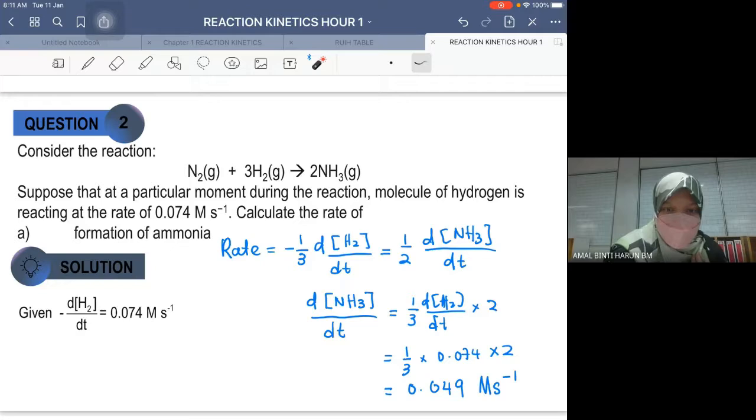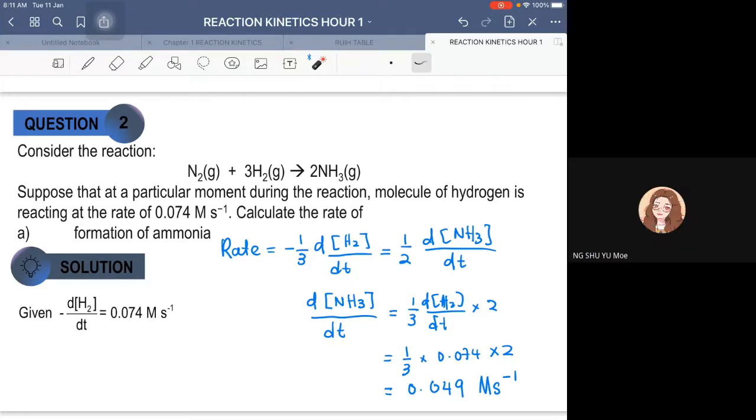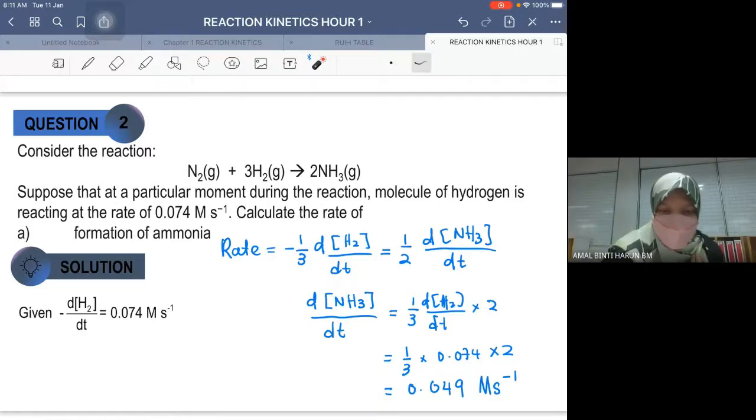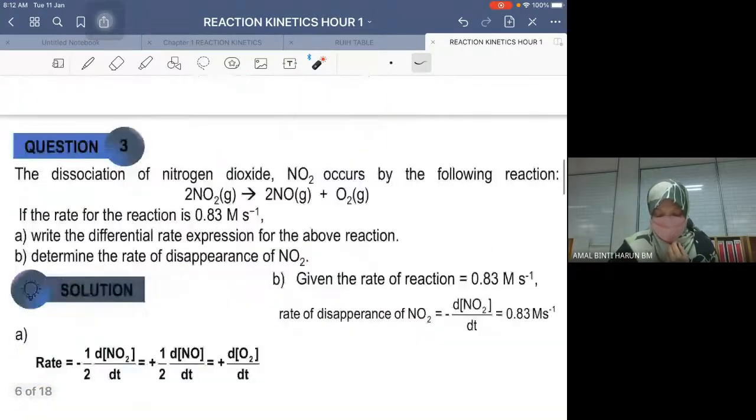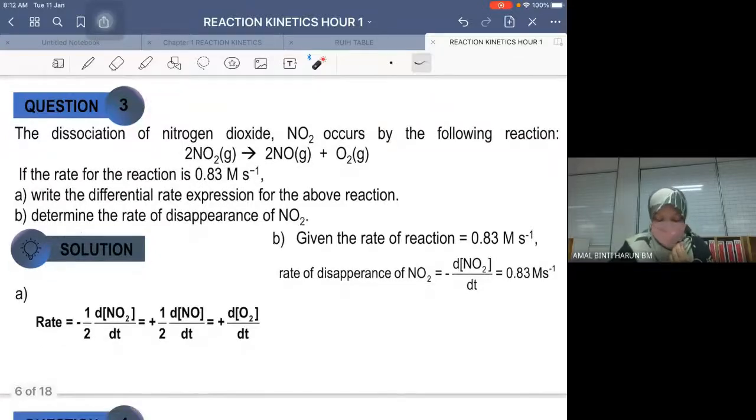Okay. Boleh ke? Boleh, Madam. Sebab kalau tidak, kita akan dapat rate dia negatif. So, kita tak emphasize lah sign tu. Yang negative sign tu hanyalah pada differential rate equation yang sebelum ni, just indicate that it is reactant. Okay. And then soalan 3.